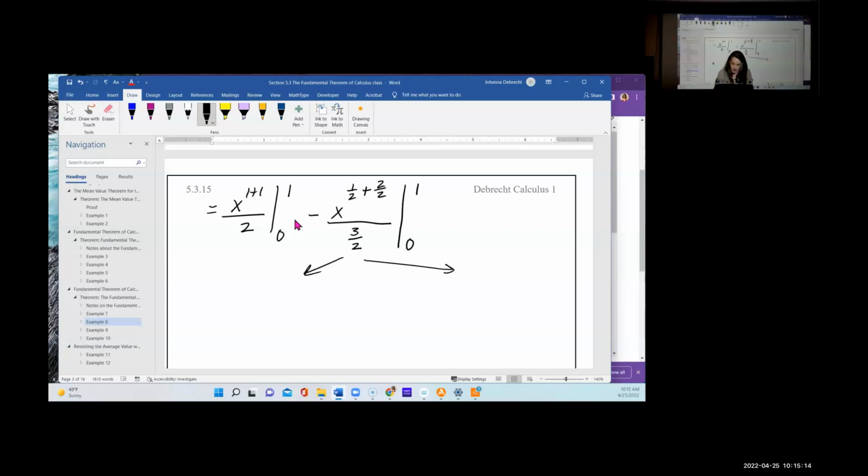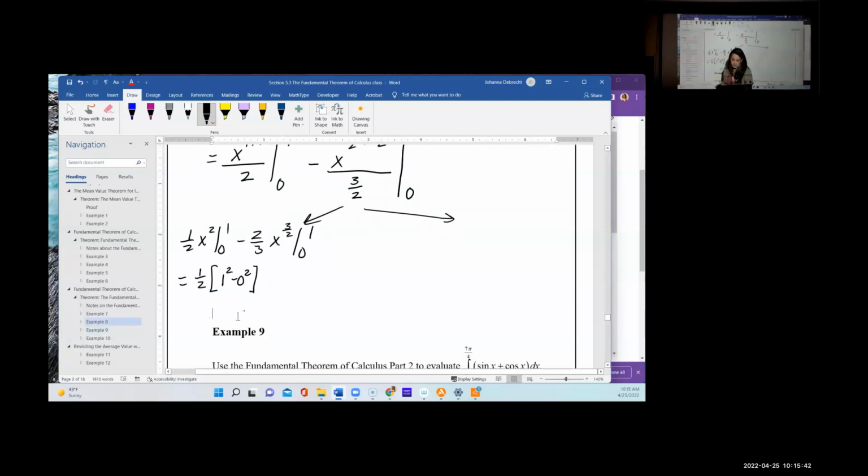So I'll do one in black. One is to do them separately. This is 1/2 x squared between 0 and 1 minus 2/3 x to the 3/2 between 0 and 1. One method is to say 1/2 times 1 squared minus 0 squared, plugging in both limits of integration into the first term.